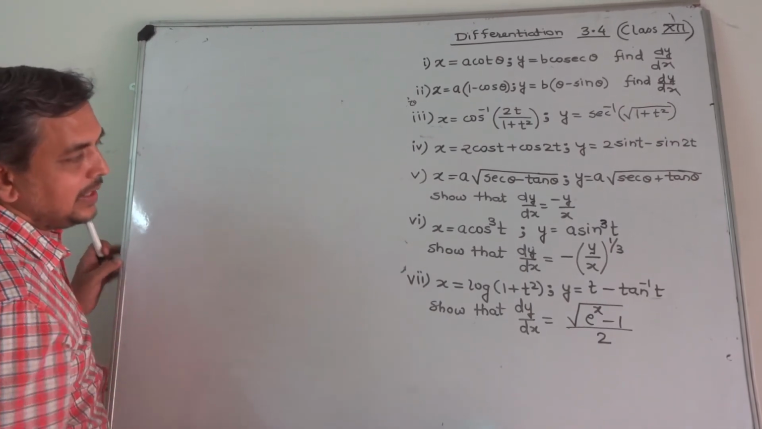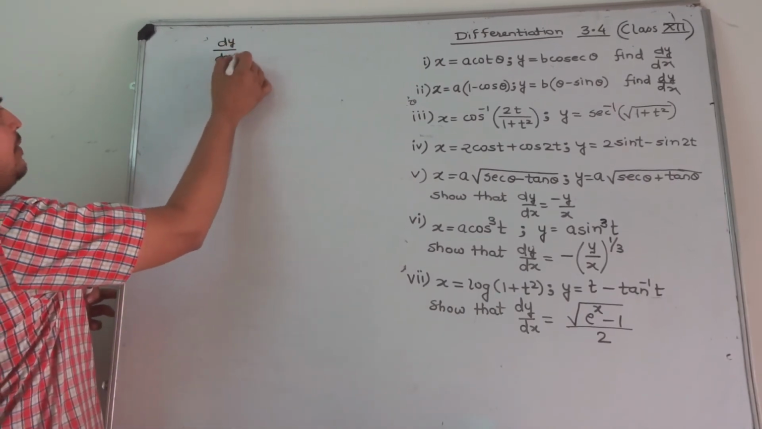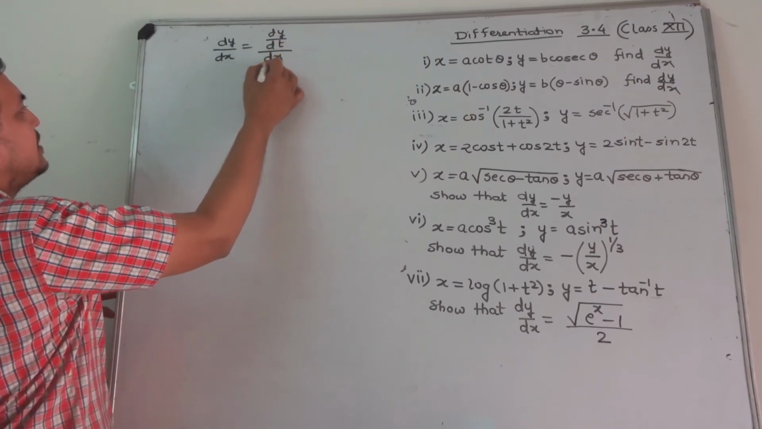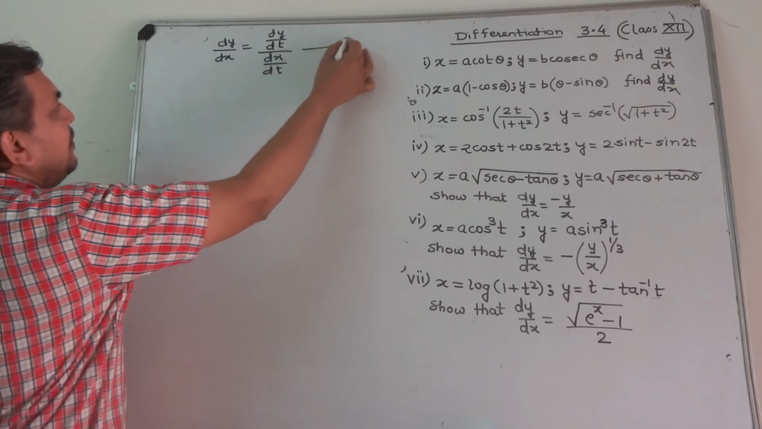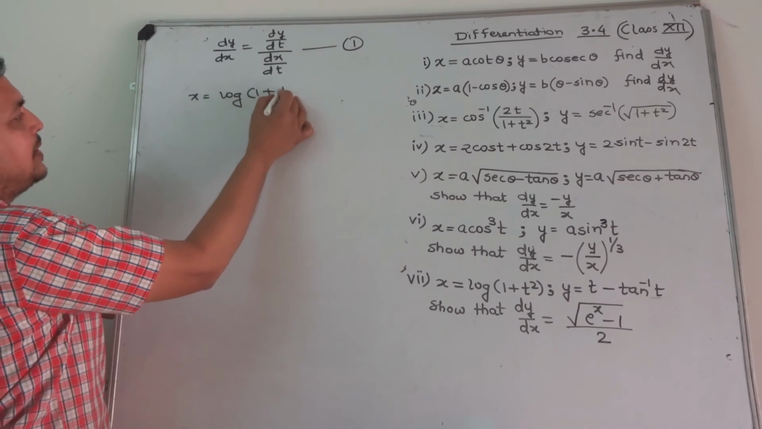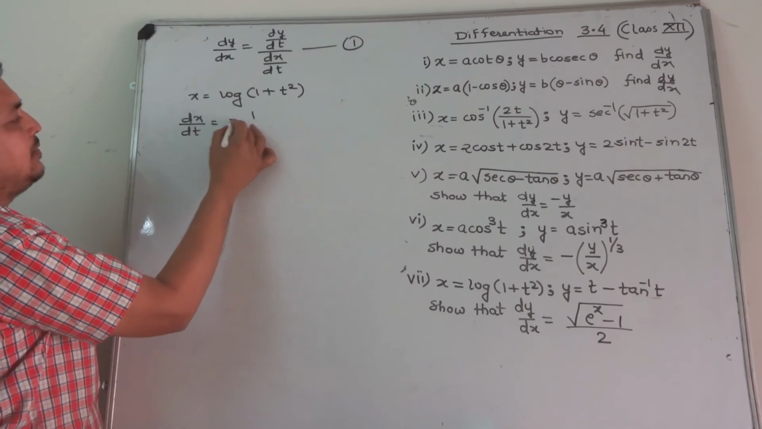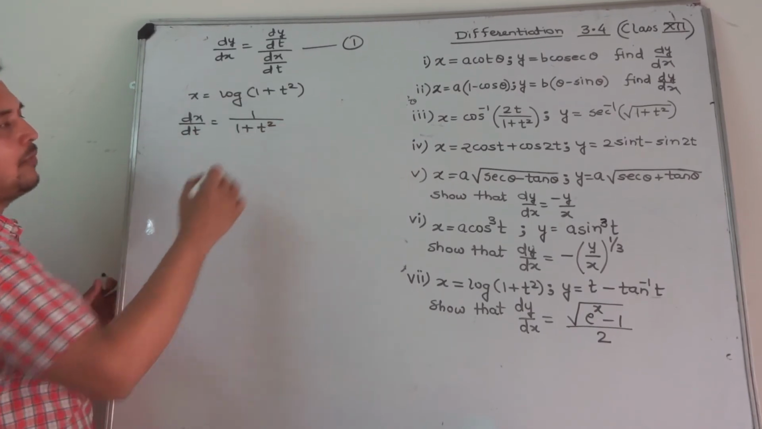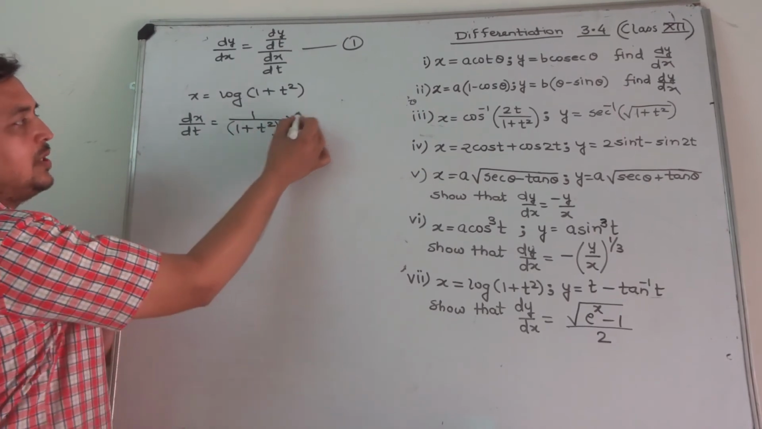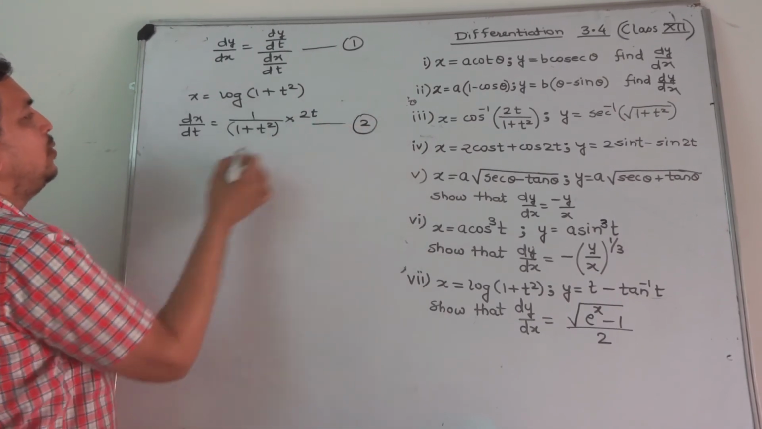x and y are again functions of t. So first step, as usual, dy by dx equal to dy by dt upon dx by dt. Number 1. What is x given? Log of 1 plus t square. What is dx by dt? Is it 1 upon 1 plus t square? The derivative of log x is 1 upon x. But here we have 1 plus t square, so we have to use the chain rule. The derivative of 1 plus t square is 2t, number 2.